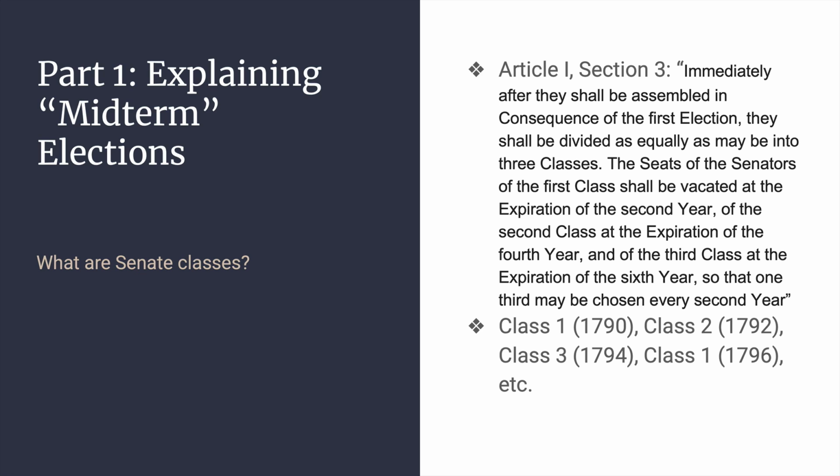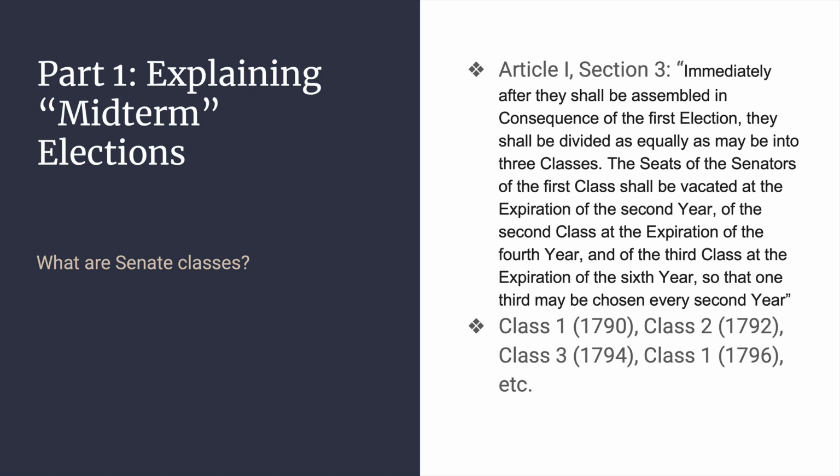So what exactly are Senate classes? I've put here on the slide a part of Article 1, Section 3 of the U.S. Constitution, word for word. It is worth reading. Immediately after they shall be assembled in consequence of the first election, they shall be divided as equally as may be into three classes. The seats of the senators of the first class shall be vacated at the expiration of the second year, of the second class at the expiration of the fourth year, and of the third class at the expiration of the sixth year, so that 1/3 may be chosen every second year.